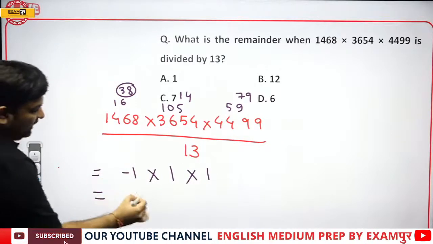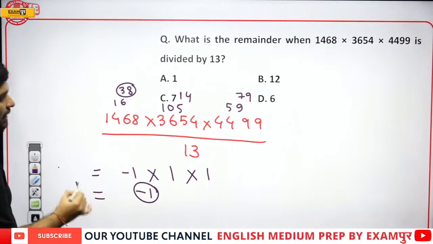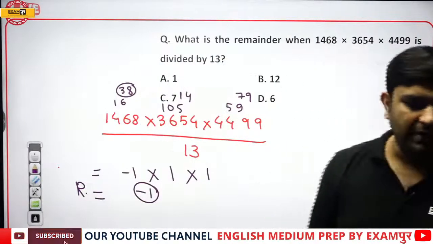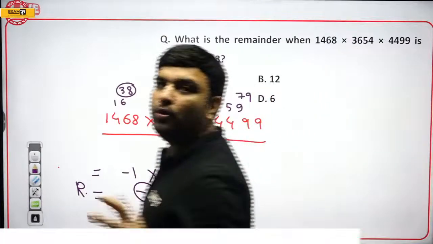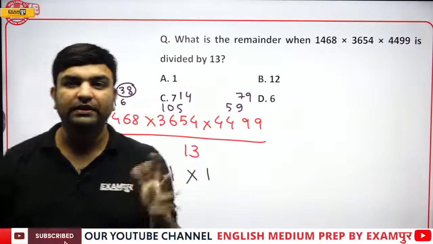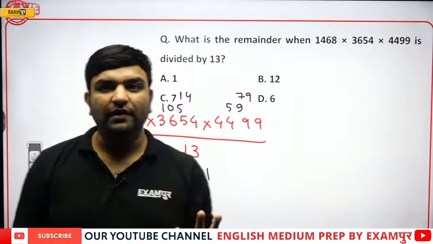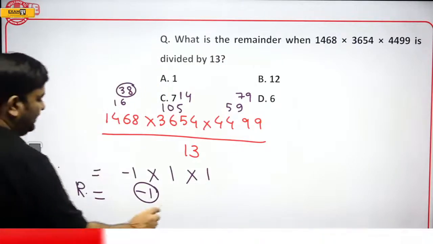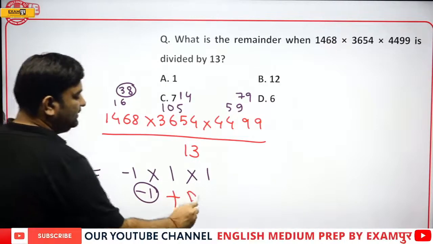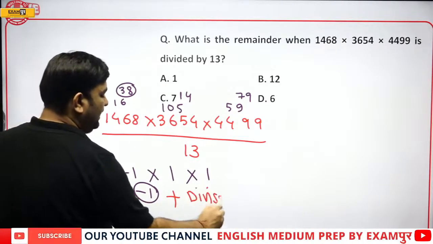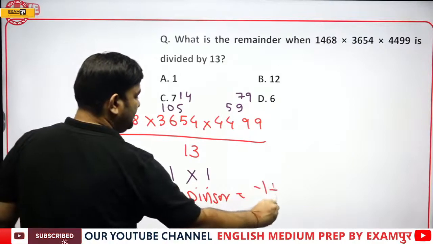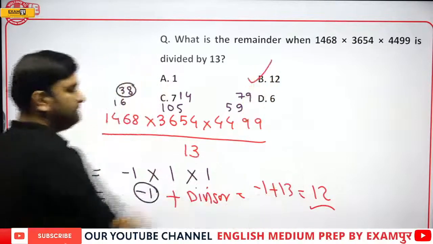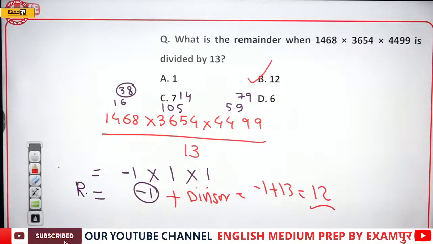Ultimately, you are getting a negative remainder of minus 1. And you know the final remainder cannot be negative. How can we make the negative remainder positive? By adding the divisor. The divisor is 13, so it is a positive remainder of 12.